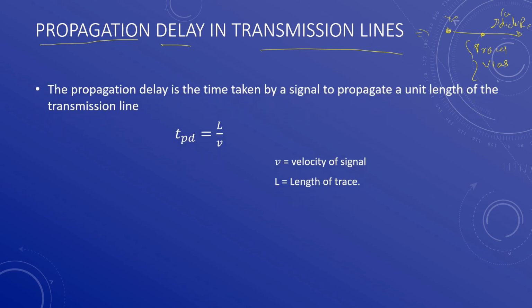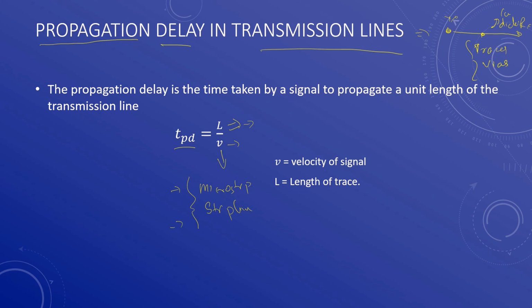This is the formula for the transmission line propagation delay, where TPD is equal to L by V. L is the length of the trace and V is the velocity of the signal. This V value is different for microstrip and for strip line, as I mentioned both formulas in my earlier slide. So all you need to do is calculate the value of velocity and put this value over here.